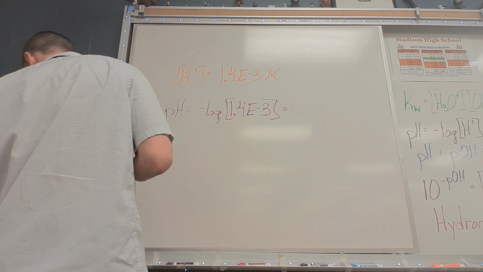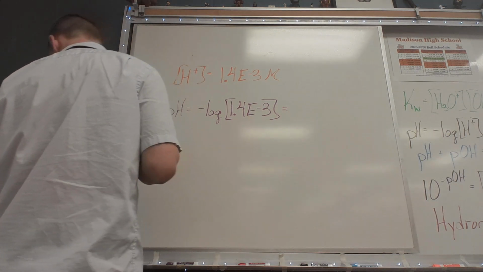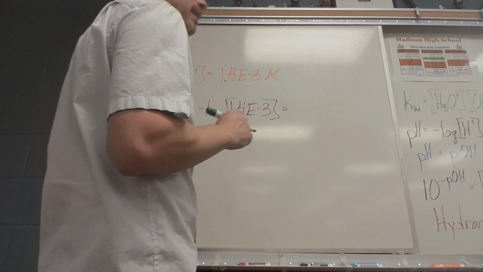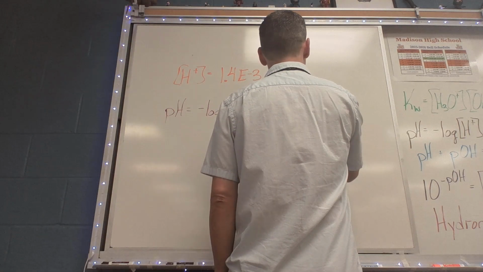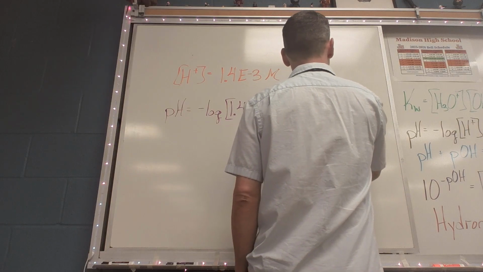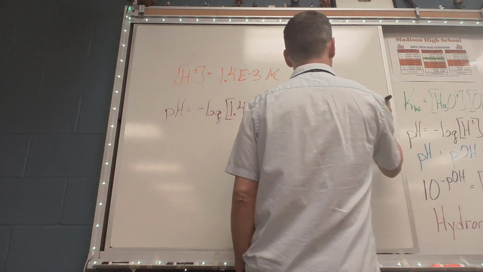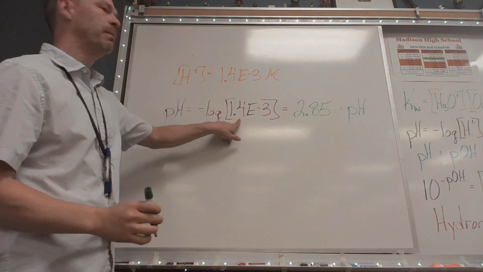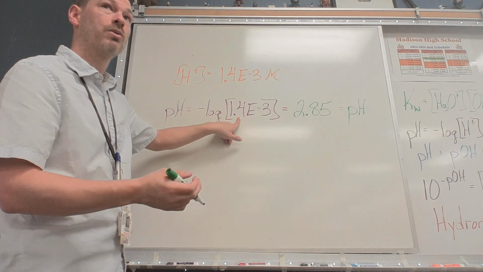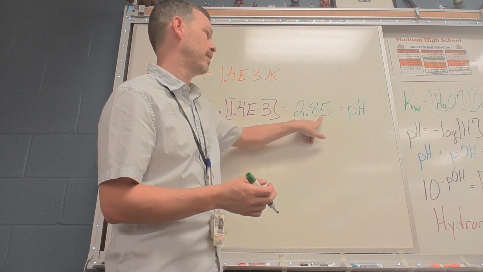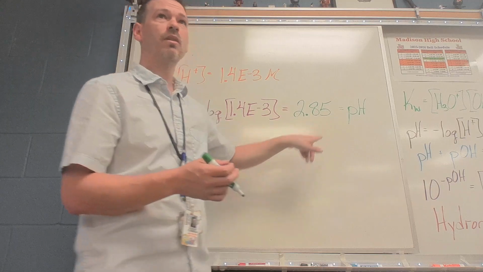Anybody brave want to yell it out? It's not it. 2.85. 2.85 is the pH. Because this molarity has two sig figs, because it follows normal rules. The pH has two sig figs following pH rules. Careful.